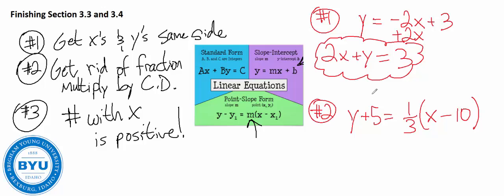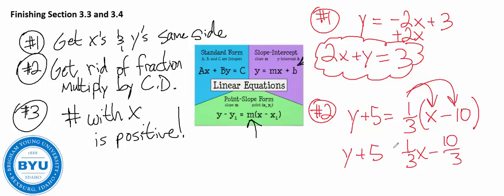Good. Number 2, we're going to have to distribute the 1/3 here. I get 1/3 x minus 10/3, and I have a y plus 5. Okay. I got to get the x's to the same side and the numbers on the other side. Let's do that now. If I do that, I'm going to get negative 1/3 x plus y, and then I'm going to minus the 5 over. Minus 5, minus 5. Man, that makes me want to use some calculators here. It's got some fractions in it. Negative 10/3 minus 5, I get negative 25/3.